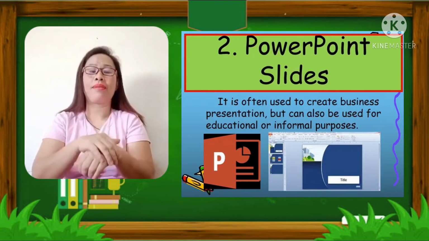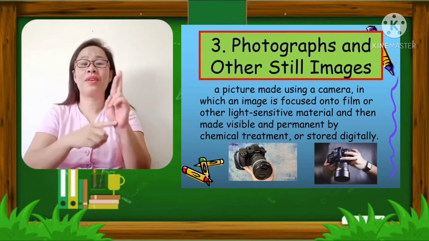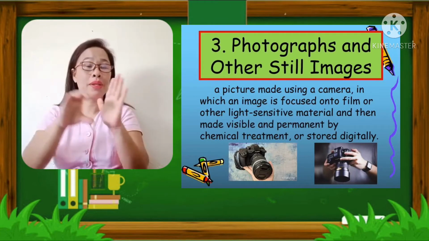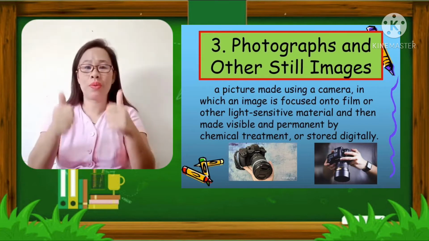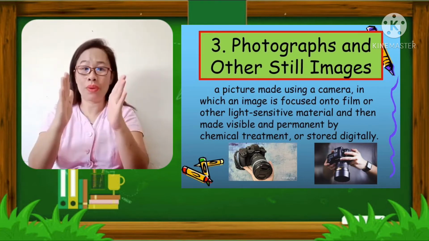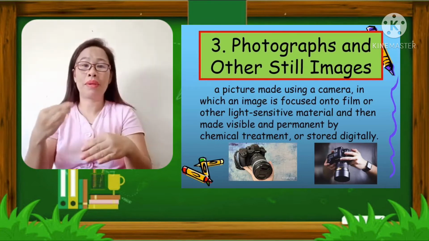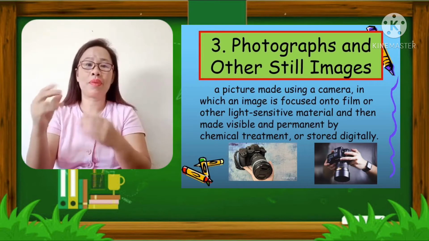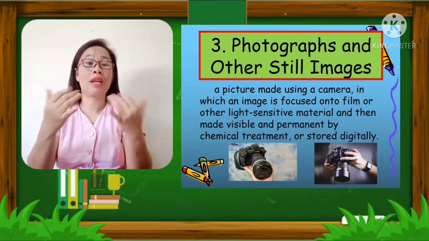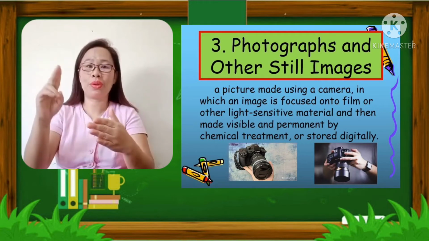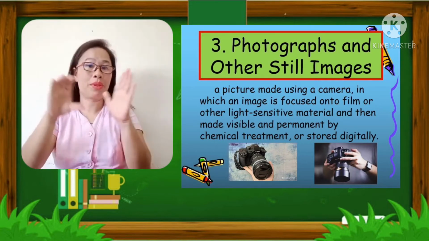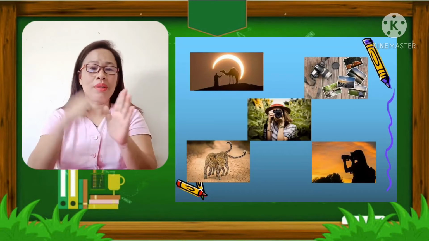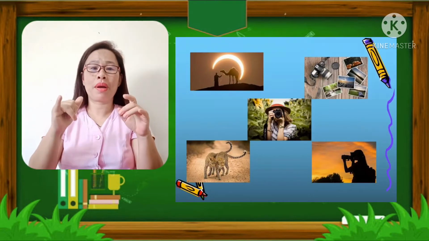clips. Another resource is photograph and other still images. These are pictures made using a camera, in which an image is focused onto film or other light-sensitive material, and then made visible and permanent by chemical treatment or stored digitally. But nowadays, people use smartphones to capture photographs. Here are the examples of still images or photographs captured by a photographer.